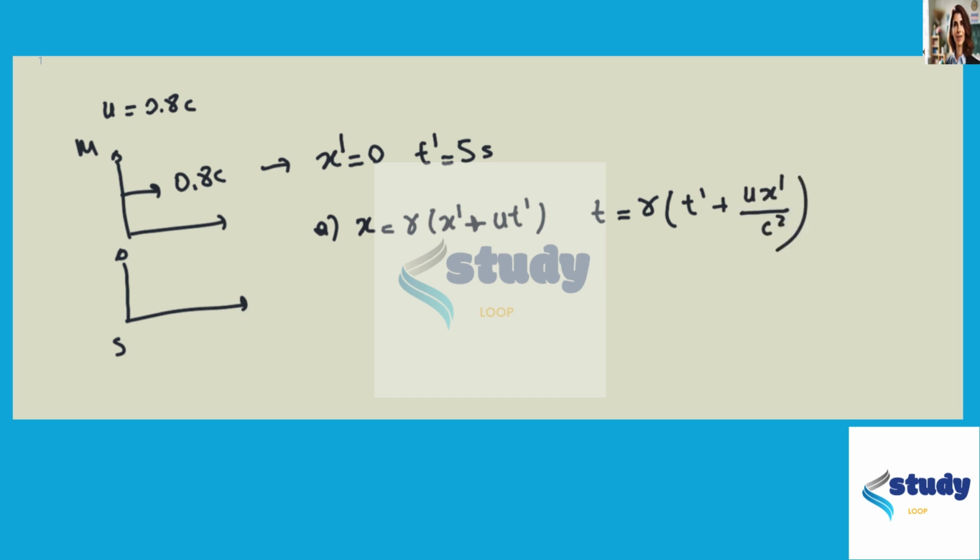Now all we need to do is plug the numbers into the calculation. Let's calculate what the gamma factor is, because we're going to be using it over and over again. Gamma is 1 over the square root of 1 minus 0.8 c squared over c squared. What we get from here is 1.6666, a lot of 6s and 7. So let's write it as 1.67, okay?